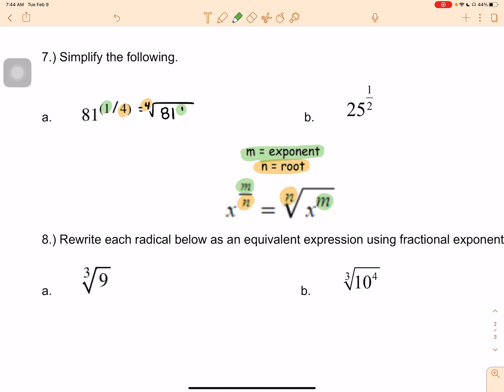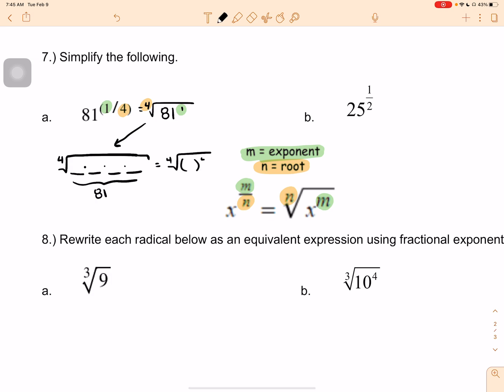So the fourth root of something is basically asking you, what can you multiply by itself 4 times to get 81? So this is what you want to look for. So the fourth root of something times something times something times something, and this has to equal 81. So then you would rewrite it as the fourth root of something to the fourth power, and then the fourth power would get canceled out by that fourth root.